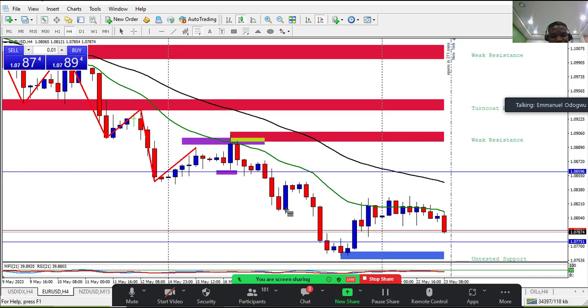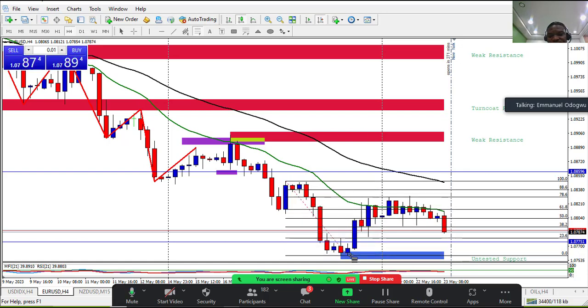So this was a break in the structure, and it retraced upwards. So I'll draw from this up down here. As you can see, it got to 61.8, above 50%. So this level here is our good retracement.